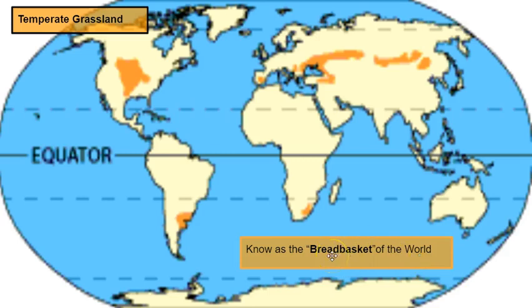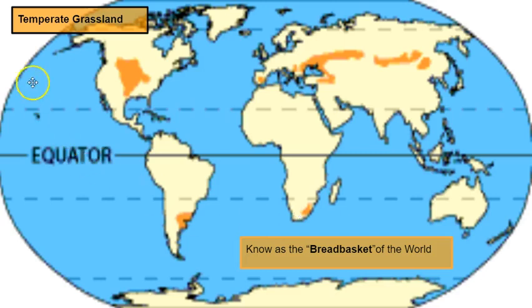So if you look over here, we have North America, and a big chunk of our Midwest right here in the center of the country is going to be our temperate grasslands. It's the bread basket of North America. We're also going to see some grasslands down here in South America. We have some over here in Europe and Asia, and we also have a very small portion down here in Africa.